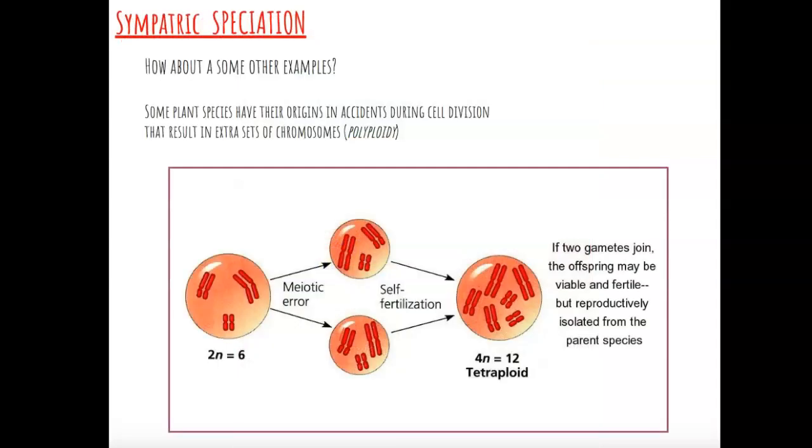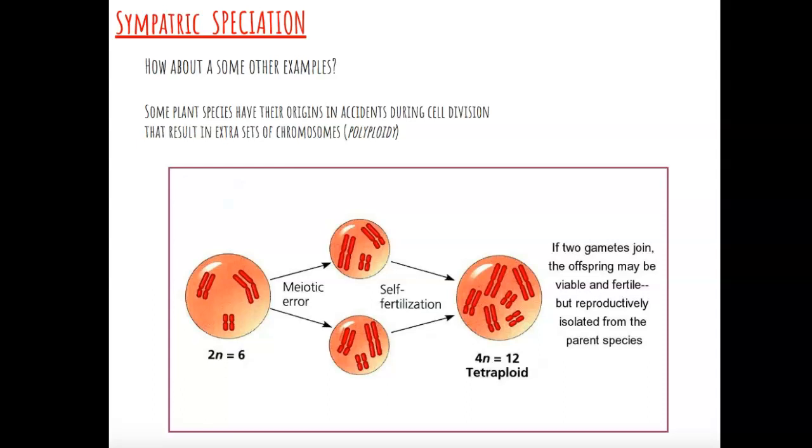So other examples, some plant species have their origins in accidents during cell division that result in extra sets of chromosomes. This is what we call polyploidy. So in some plant species, we have issues called non-disjunction during meiosis. And so you'll have some individuals that end up with extra sets of chromosomes.